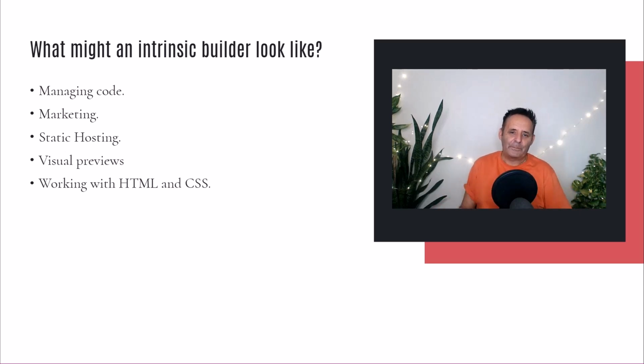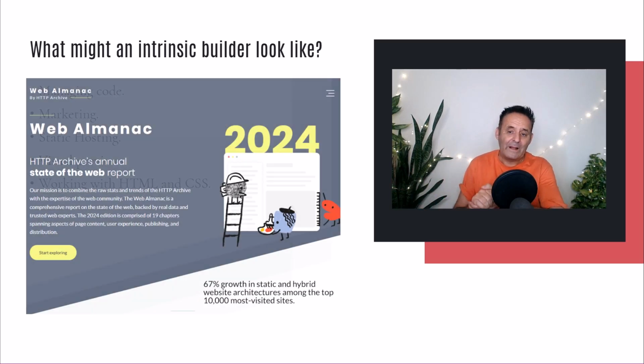I think an intrinsic builder should make it easy to publish static sites as static sites, ideally connecting up to things like GitHub for backup and version controlling, and in turn being able to connect to free or at least very cheap hosting through things like GitHub, Netlify, Cloudflare, Google, and others have these. And according to the Web Almanac for 2024, there's been a 67% growth in static and hybrid website architectures amongst the top 100,000 most visited sites. Clearly, we're seeing a move that way.